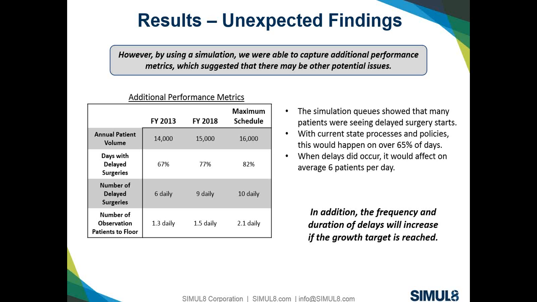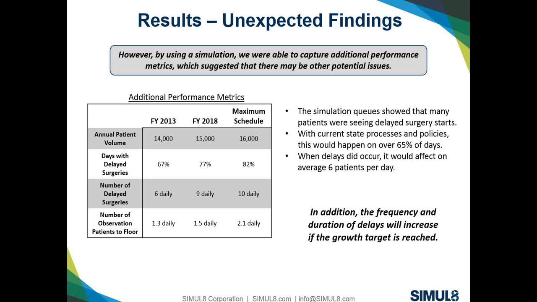And then I think the more important question is how many patients are going to be delayed when there is a problem. How bad is it? You can see it starts at 6 patients per day, and it grows to 10 patients per day as we increase volumes. And then obviously the number of observation patients going to the floor, that's the other metric that we originally built the model for. So of course we want to continue to track that. And you can see that grows from 1.3 to 2.1 as our schedule grows as well, which all makes sense.